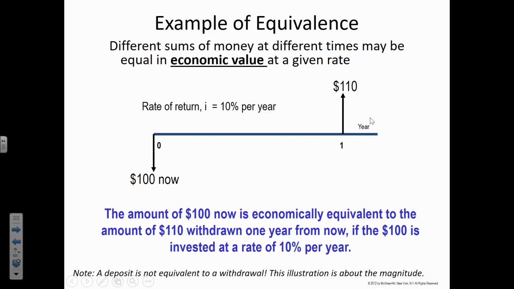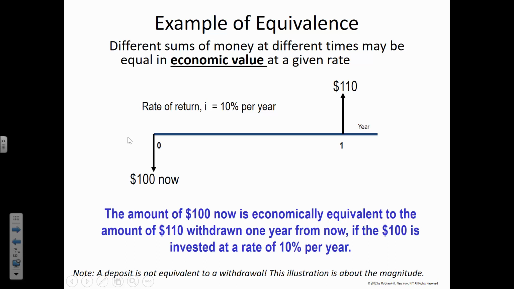The direction of the arrow: down means money out from you, so that's a deposit. Up means money coming in to you. So you're receiving money in year 1, and you deposited money at time 0. We're not saying that a deposit and a withdrawal are the same thing. What we're looking at in this illustration is just the magnitudes. Of course, giving money and receiving money is not the same thing, but we're saying that 100 at time 0 is the same as 110 after 1 year if you've received 10% interest.